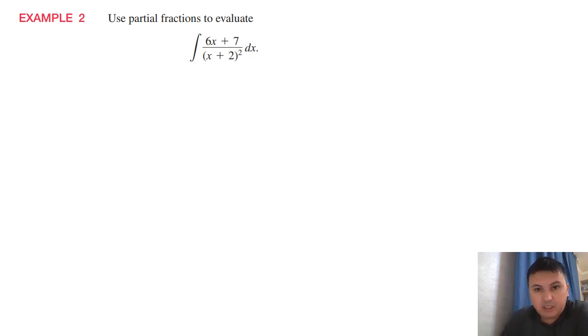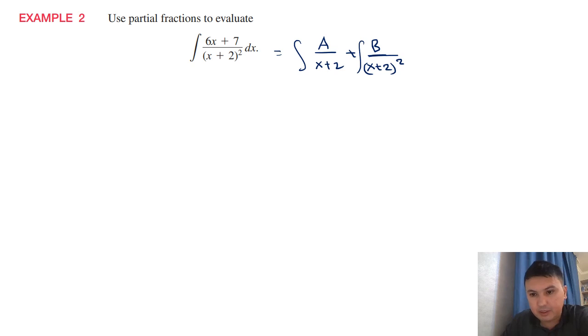Okay, luckily I have only one factor, x plus 2 squared, in my denominator. But because this is a square term, it means my partial fractions are of the form a over x plus 2 plus b over x plus 2 squared, right? So that's it. Now I need to find a and b.